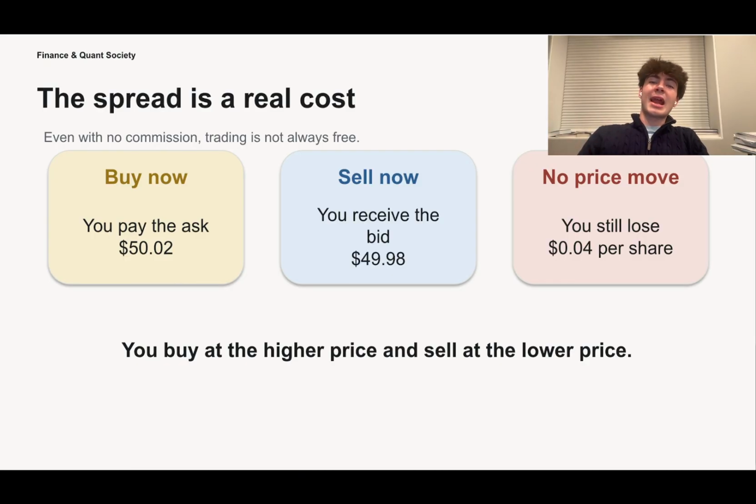That loss came entirely from the spread. You bought at the higher side of the quote and sold on the lower side. You bought at the ask and sold at the bid. That is why the spread is a real trading cost.